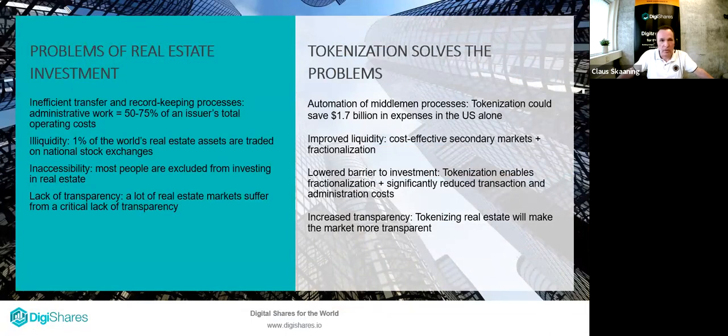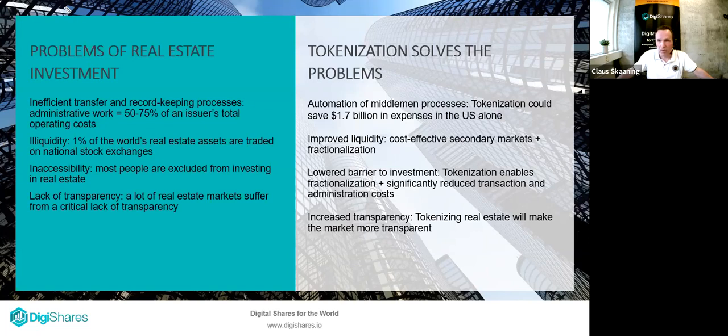What we see in the real estate market right now is that there are a lot of paper-based, complicated, time-consuming processes that are ripe for automation and digitization. The real estate space is also extremely illiquid. A very small percentage of the market is actually traded and available for real estate investors to invest into. Normally, the ticket size is also too high for a lot of people to participate in real estate investments, and there's also a lack of transparency. All of this is something that tokenization can assist with.